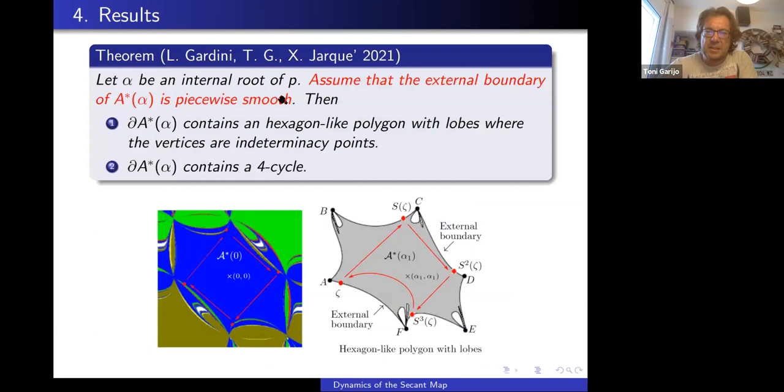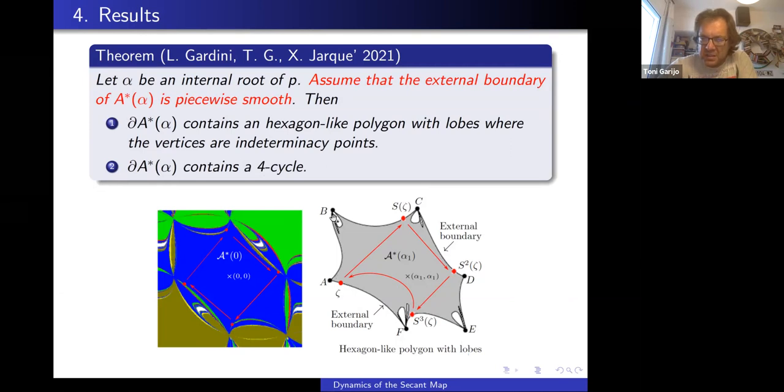This is what we are able to prove. Basically, we need to assume that the external boundary is piecewise smooth. We put this in red because we think this can be removed from the hypothesis, but not at the moment. What is important is that if alpha is an internal root of the polynomial, the boundary contains a 4-cycle. More or less the picture is this one: to the left is the real one, and to the right is the scheme of it.